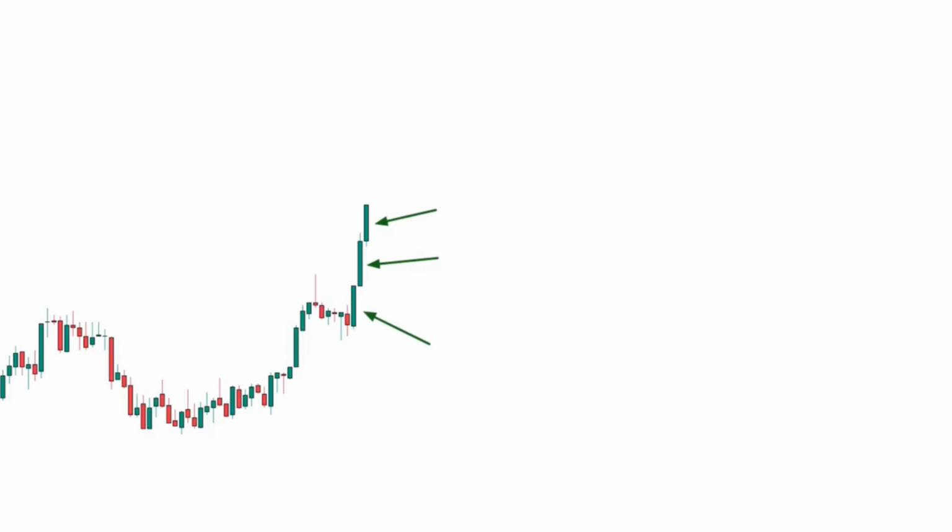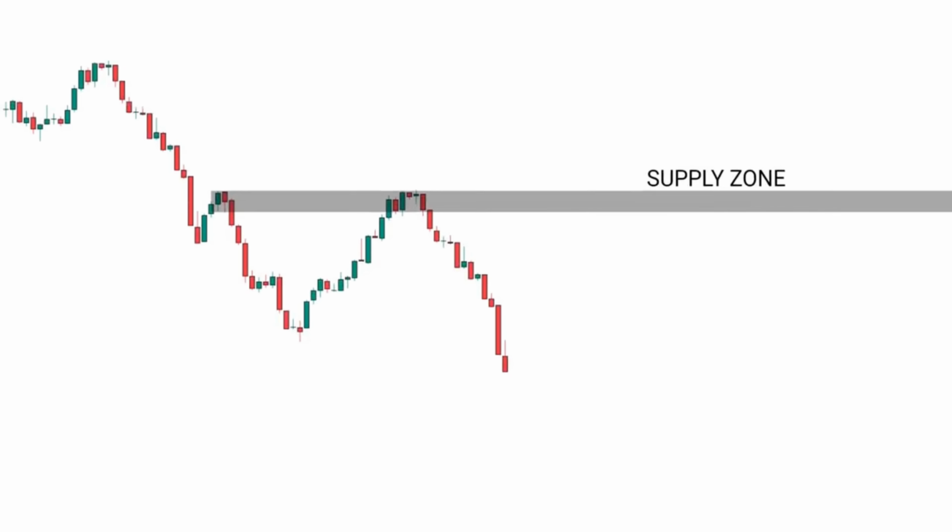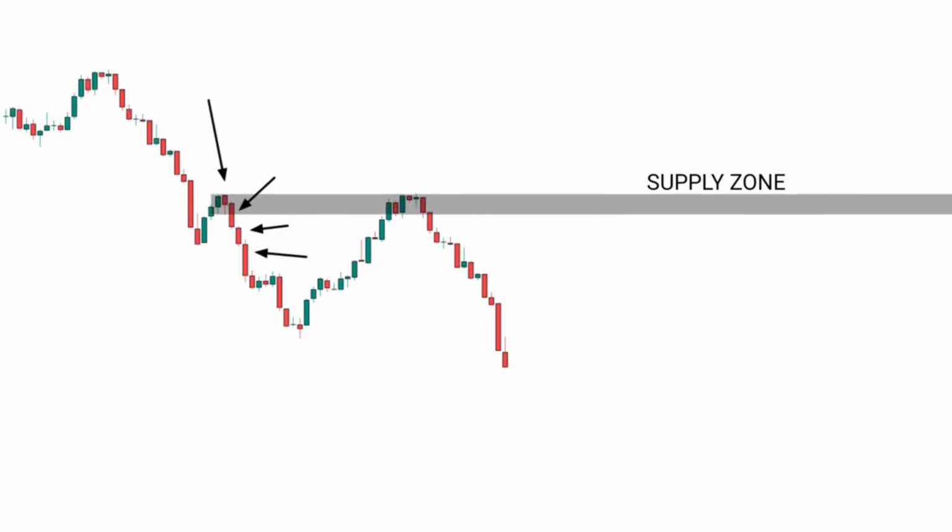For example, in an uptrend, find 3 strong bullish momentum candles. The weak candle before them marks the origin of the move. Draw a zone around that candle's range. That's your demand zone. When price returns to this area and forms a bullish candle, you can plan a buy trade. Similarly, identify supply zones using the same logic for sell setups.